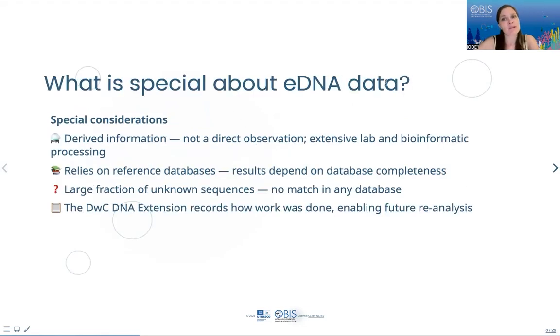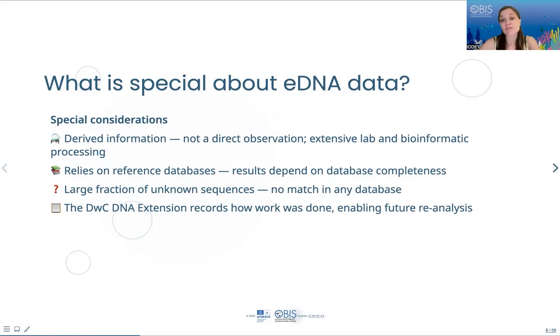But okay, what's special about the data that we get from eDNA? OBIS and GBIF are used to, and built on, traditional biodiversity observations, so to say. However, eDNA is quite a different type of data. It is derived information. It's not a direct observation. So there's extensive lab work and bioinformatic processing that is done before you arrive at your species annotation.